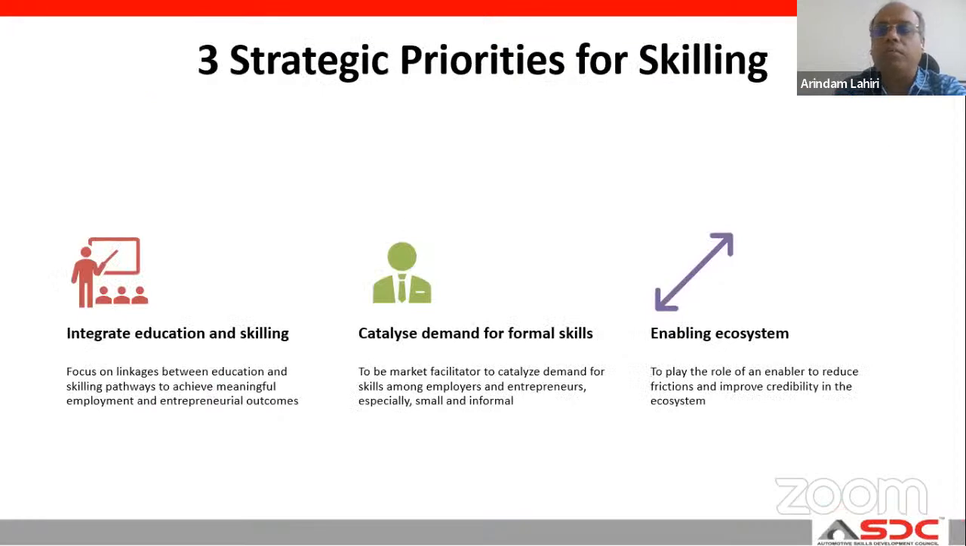So if I look at the whole Skill India mission, of which ASDC is also an integral part, there are 3 strategic priorities for skilling as envisaged by our key ministry, the Ministry of Skill Development and Entrepreneurship, which is the apex ministry in the country, to focus on how the skilling ecosystem will need to be supported and taken forward. One is, of course, the integration of education and skilling.